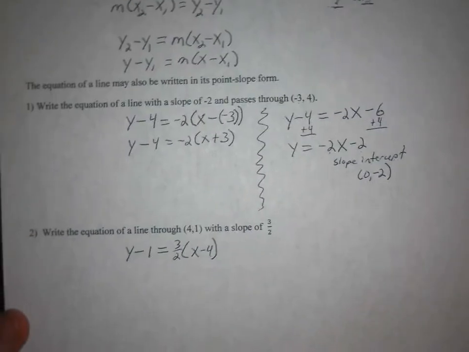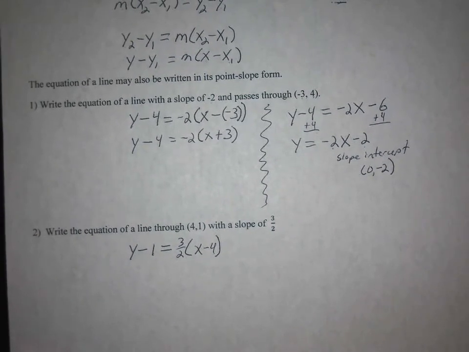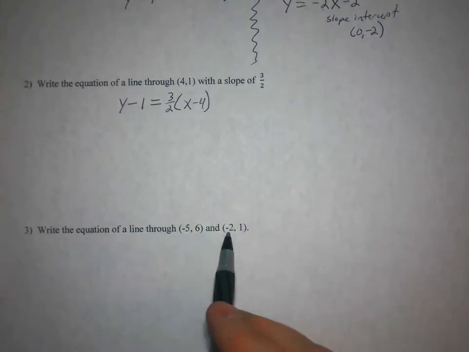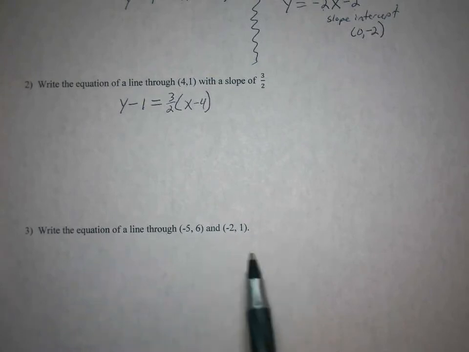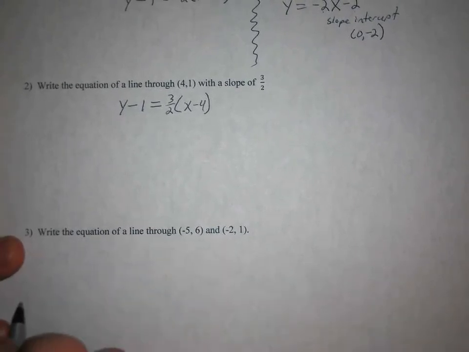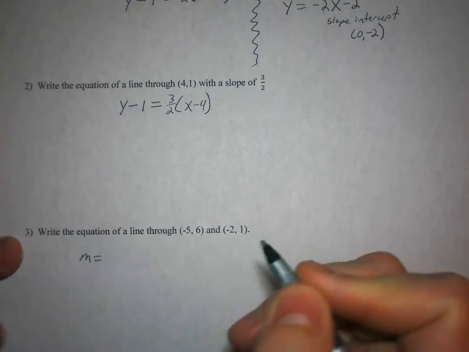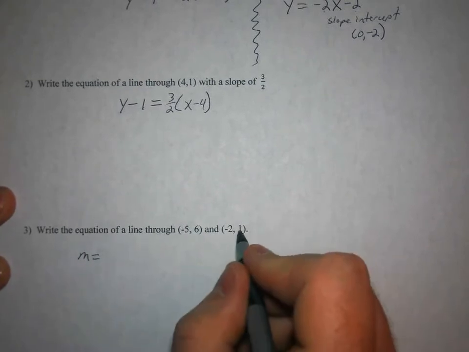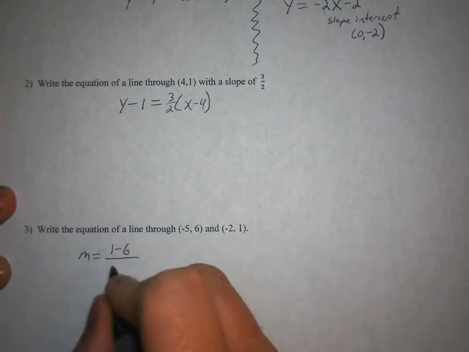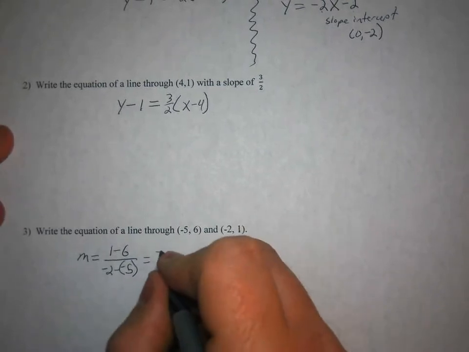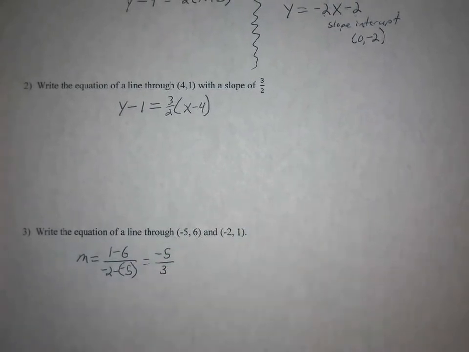Okay, the third one, when we try to do it here, notice we run into a problem right away that we have 2 points, and this point-slope form means that we need to find the slope. So we have the same problem as we would have with y equals mx plus b, in that we need to find the slope first. So that's a little annoying on this. So I'm going to find the slope the old-fashioned way, using the change in the y, so 1 minus 6 divided by negative 2 subtract negative 5. And you end up with negative 5/3 for the slope.